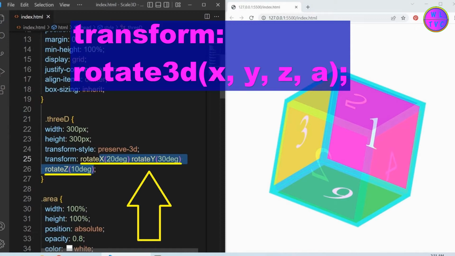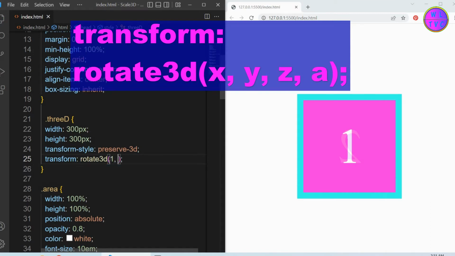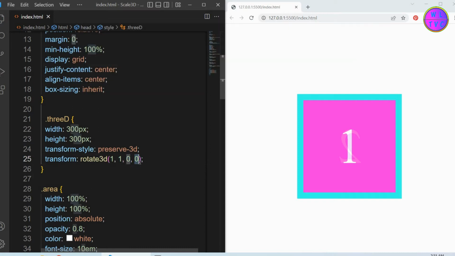However, it consists of 4 values: X, Y, Z, and A. The first 3 values can be numbers, and they are the X, Y, and Z coordinates of the vector denoting the axis of rotation. The fourth value A represents the angle of rotation. It can be in degrees or turns or gradients or radians.